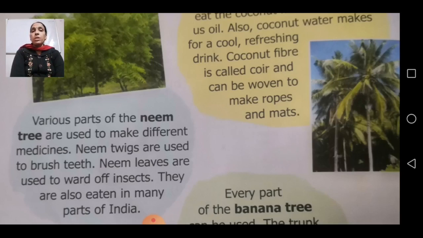parts of the neem tree are used to make different medicine, different medicine बनाने के लिए use करते हैं. Then neem twigs are used to brush the teeth, then neem leaves are used to ward off insects, and they are also eaten in many parts of India.